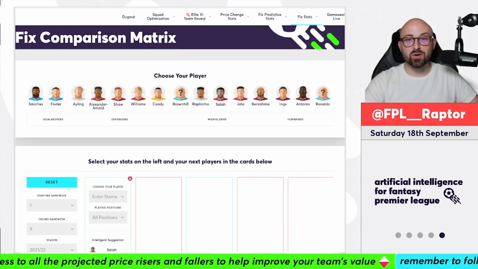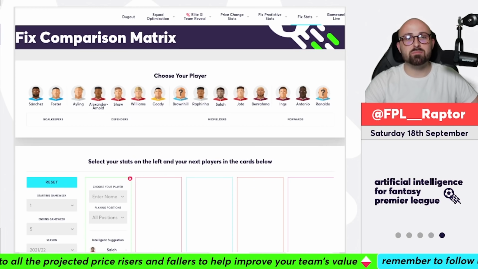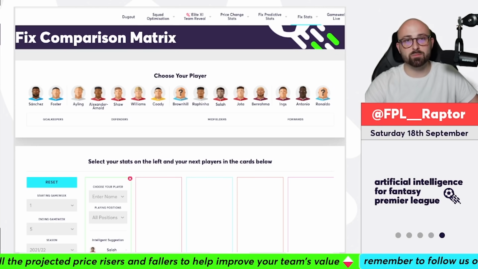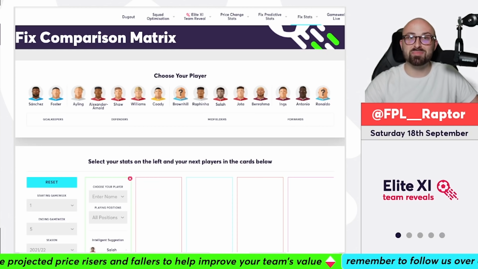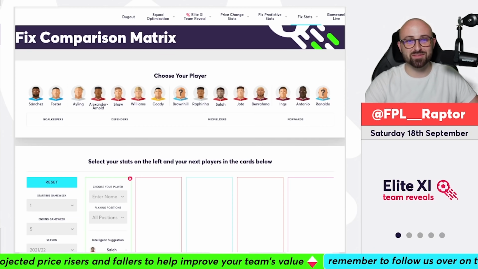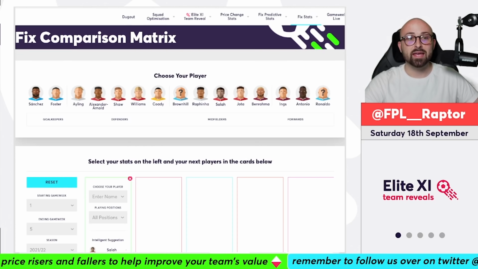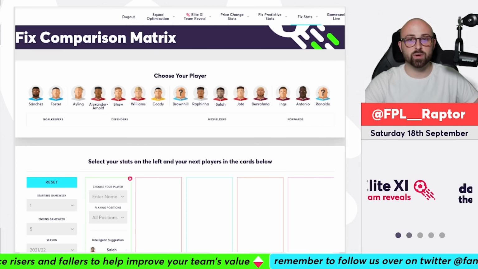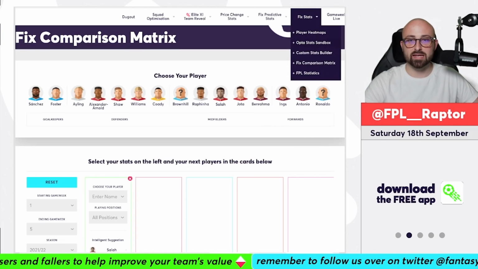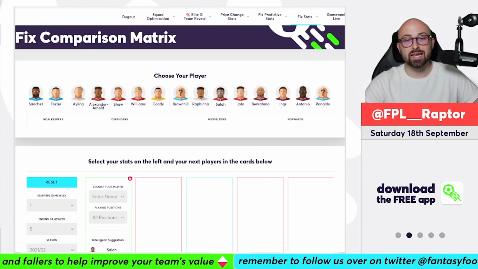So as I said, we're going to focus on these in this last couple of sections on Ismaila Sarr and whether we should bring him in, who are the possible alternatives, and are we just being reactionary by bringing him in based off his 15-pointer. So the first tool that I wanted to use to compare is the fixture comparison matrix, which if you just go to the top here, you can see fixture stats. If you click on fixture comparison matrix, it takes you to this page.